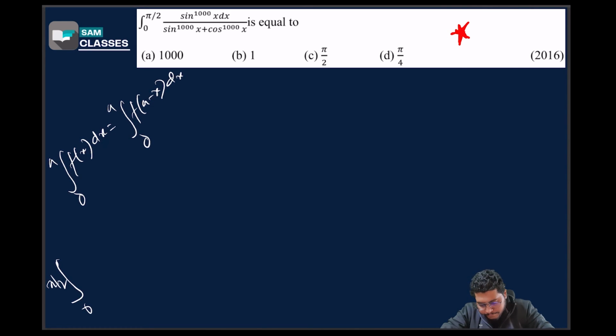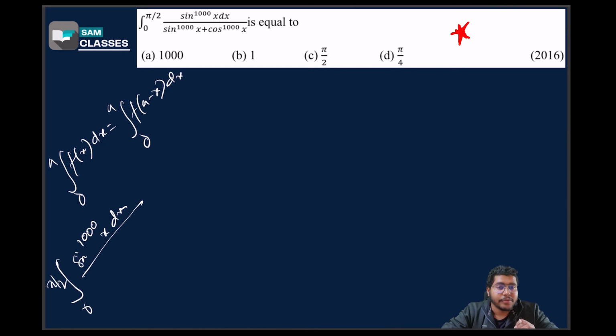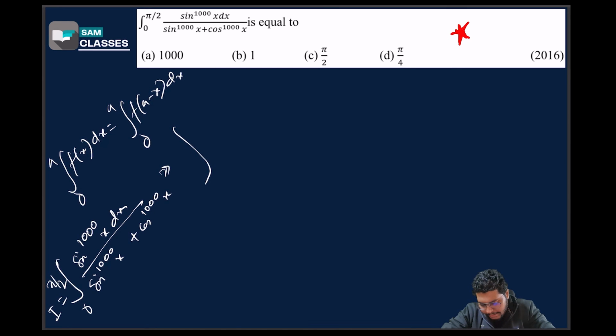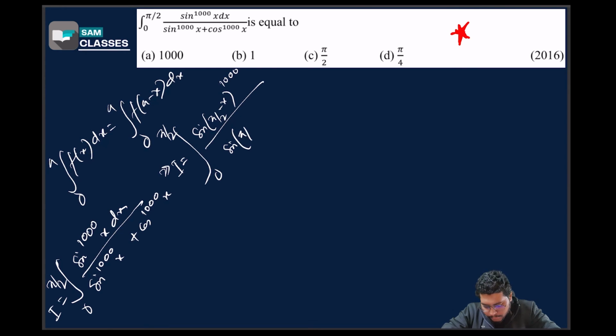So 0 to pi by 2. What is this formula? Sine power 1000x and all, to scare you. Okay. And the moment you see the question, don't get scared. Just say first that I'll be able to crack this question, whatever happens. Sine power 1000x by sine power 1000x plus cos power 1000x. Now this I can also write as I is equal to integral 0 to pi by 2 sine of pi by 2 minus x power 1000 by sine of pi by 2 minus x power 1000 plus cos of pi by 2 minus x power 1000. See, I did a minus x.